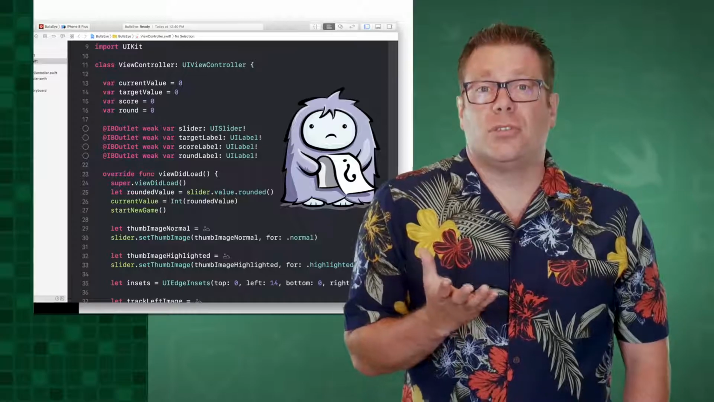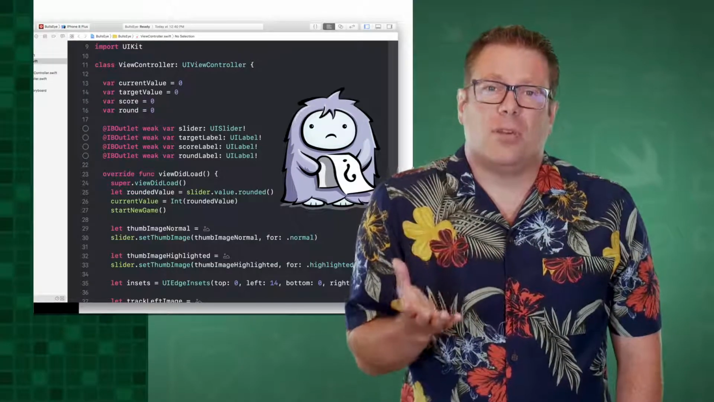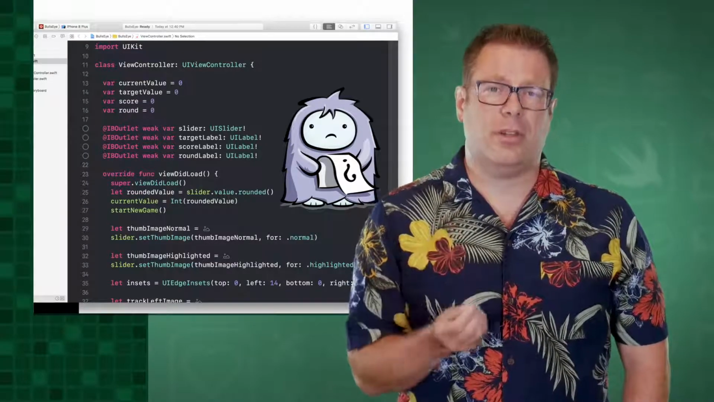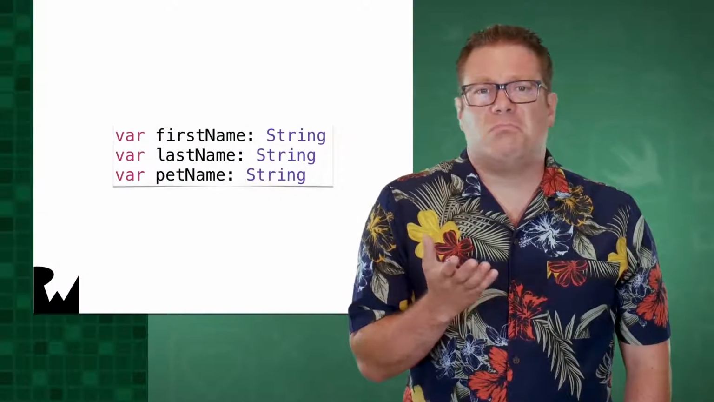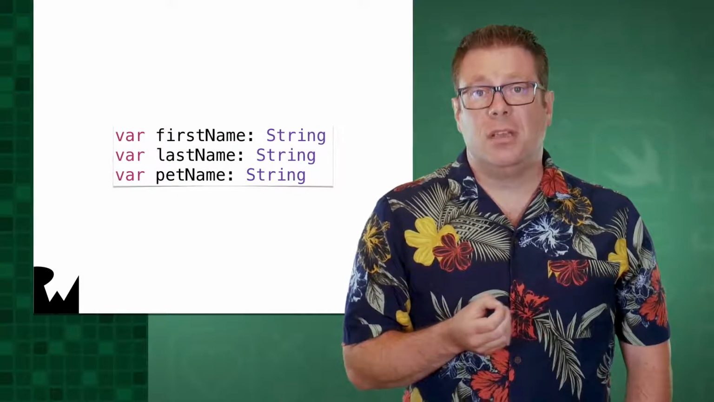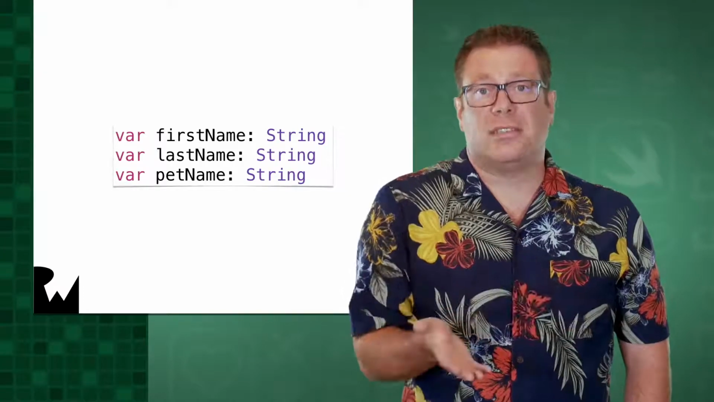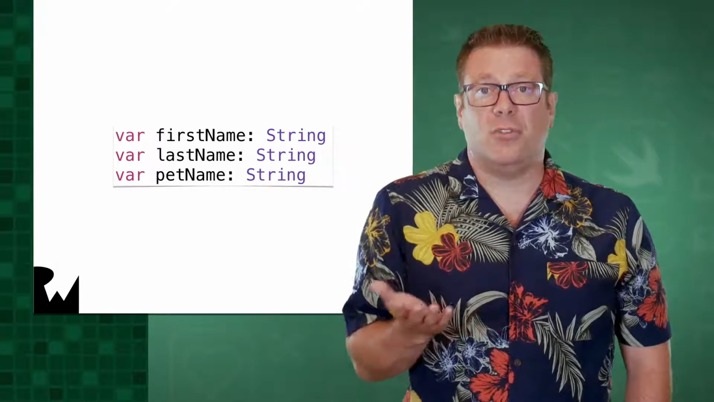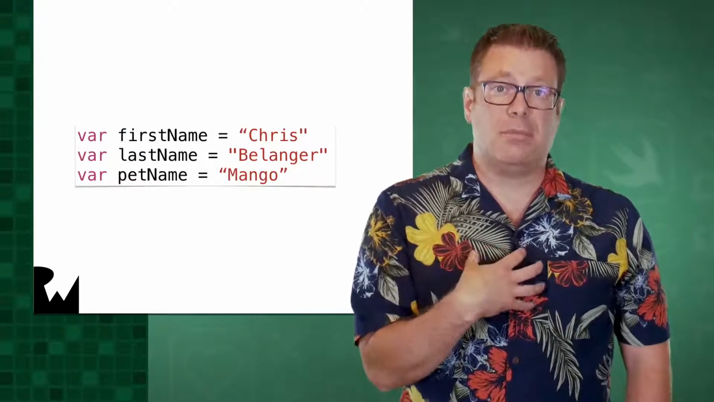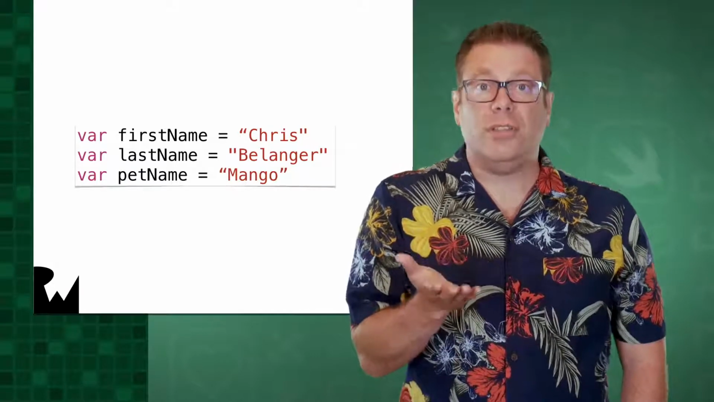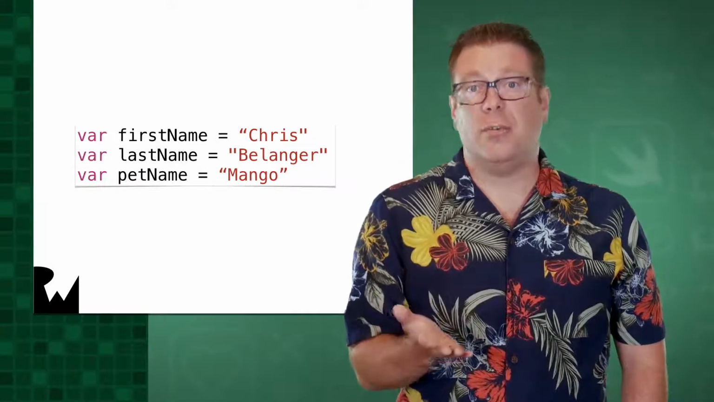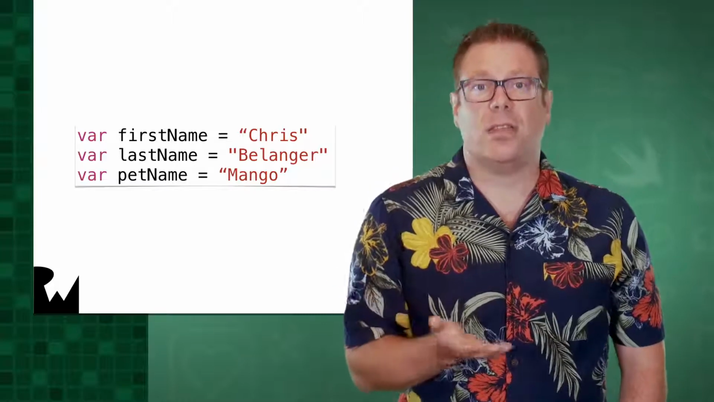To explain what optionals are and why they're helpful, let's think about a common problem a programmer might come across. So let's say you're making an app that keeps track of your friends. You want to store their first name, their last name, and if they have one, the name of their pet. If I add myself to the app, it's easy. I'd put Chris for the first name, Belanger for my last name, and Mango for my dog's name.